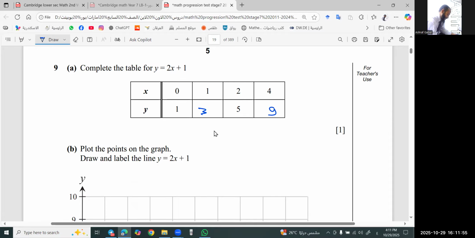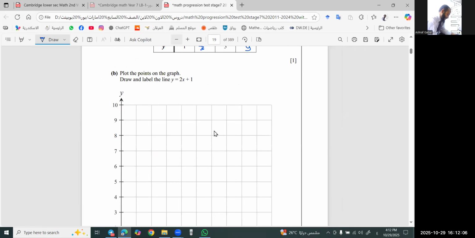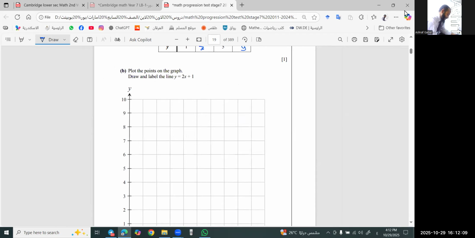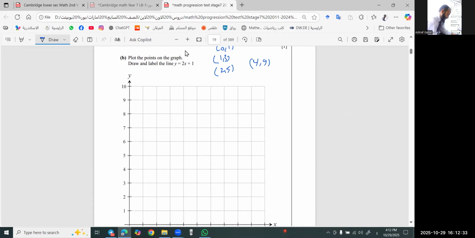Then what we are doing, we want to plot the points on the graph. Did you take this lesson before, plotting the points on the graph? With algebra, no, but normally, yeah. Look with me. This point is 0 and 1. And the second point 1 and 3. And the third point 2 and 5. And the fourth point, which is what? 4 and 9.